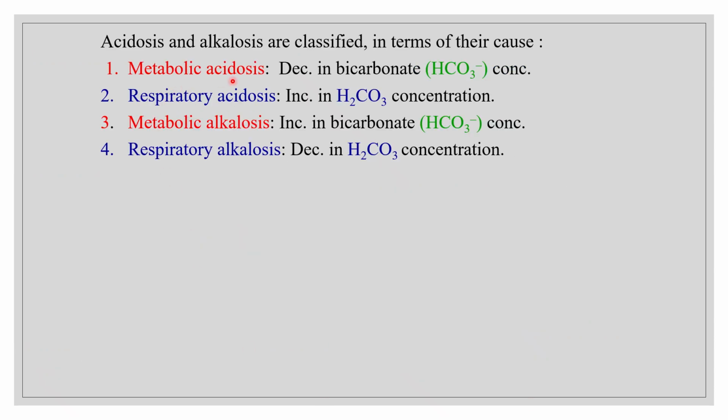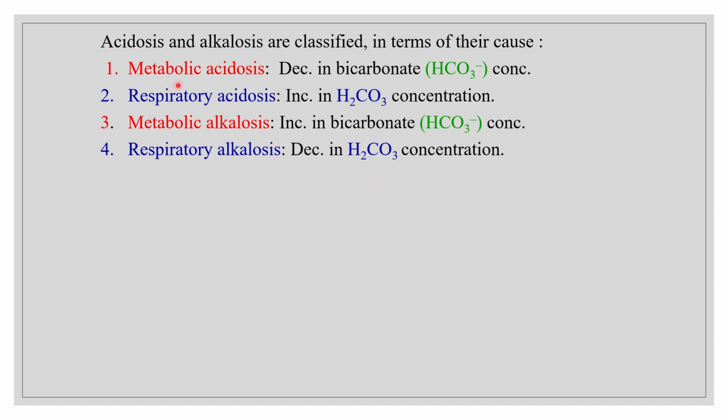Now, acidosis and alkalosis can again be classified in terms of their causes. First is metabolic acidosis. It is the decrease in the concentration of bicarbonate ions. In respiratory acidosis, there is an increase in carbonic acid concentration. Metabolic alkalosis is an increase in the bicarbonate concentration. And respiratory alkalosis is a decrease in the concentration of carbonic acid.